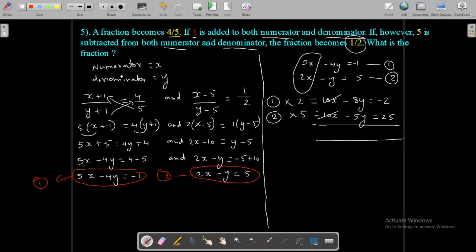If I subtract both the equations, I will be getting minus 3y is equal to minus 27, or I will be getting y is equal to minus 27 by minus 3. Minus minus gets cancelled. 3 nines are 27. So I will get y is equal to 9.